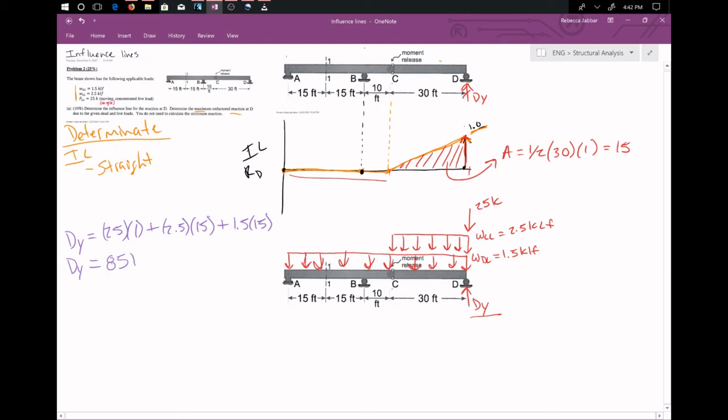Oh, don't forget your units. I mean, a teacher would tell you to keep your units on all of your calculations, but who's got time for that?